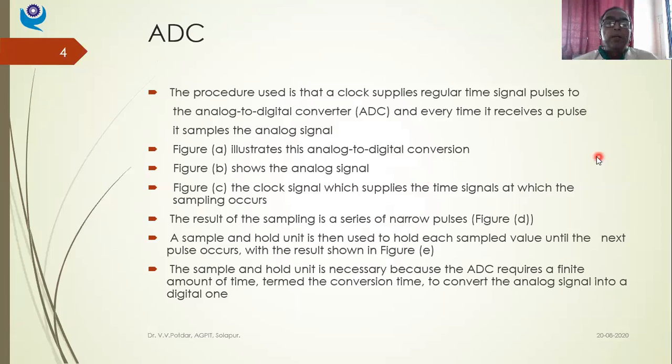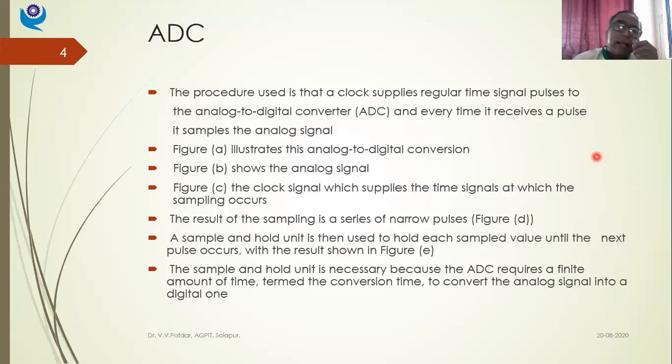The procedure used is this, please be attentive. A clock supplies regular time signal pulses to the A to D converter, and every time it receives a pulse, it samples the analog signal. We say a sample is taken, don't we, one sample taken from the lot. So the part of the analog signal is sampled.